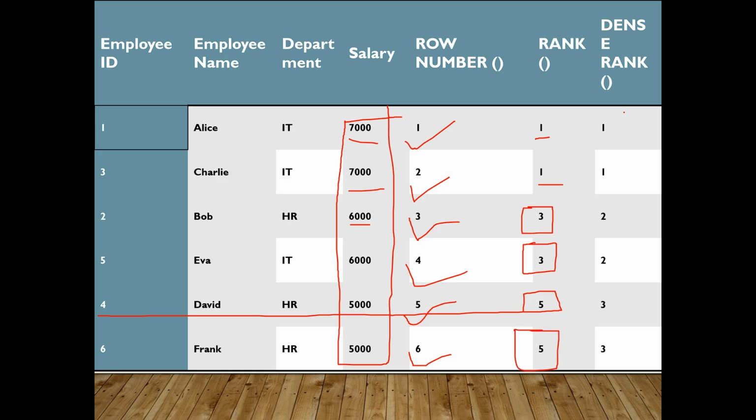And the same for DENSE_RANK also. Here you have seen 1, 1 is repeating two times, but it is not skipping the rank. For the next one, it is assigned 2 and 2, and for the next one, it is assigned 3, 3. So this is the common difference between ROW_NUMBER, RANK, and DENSE_RANK.